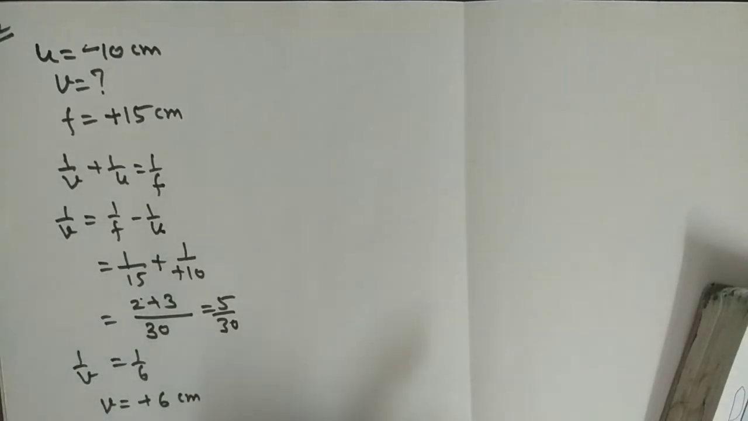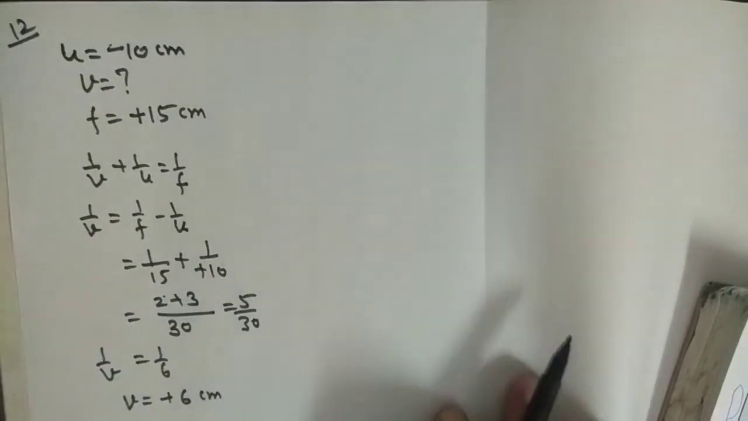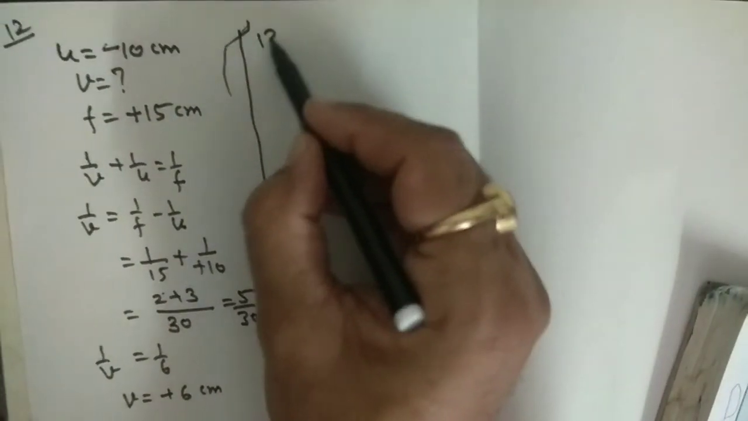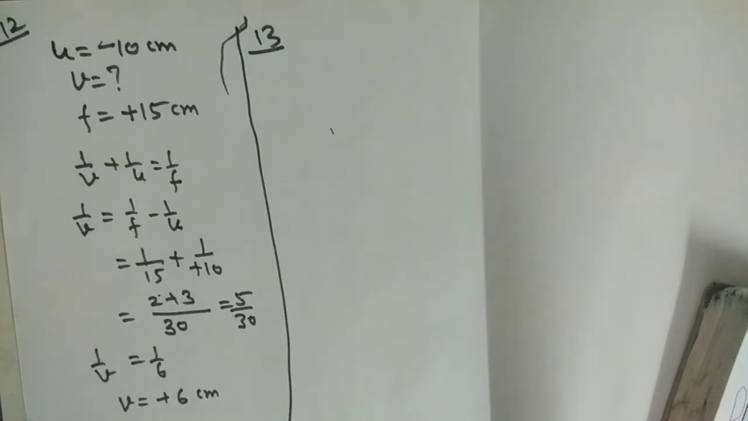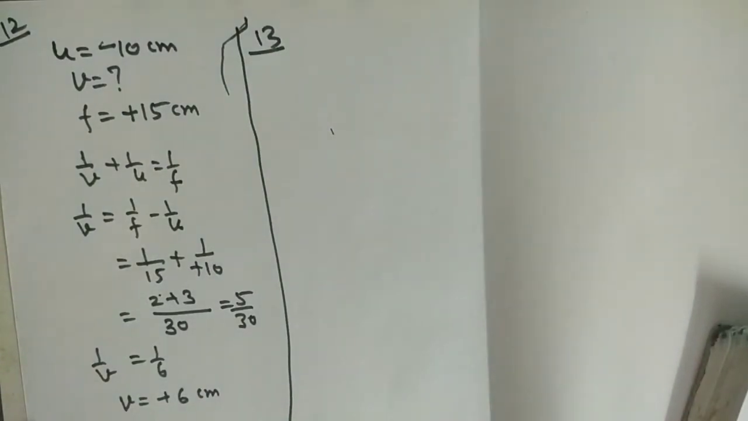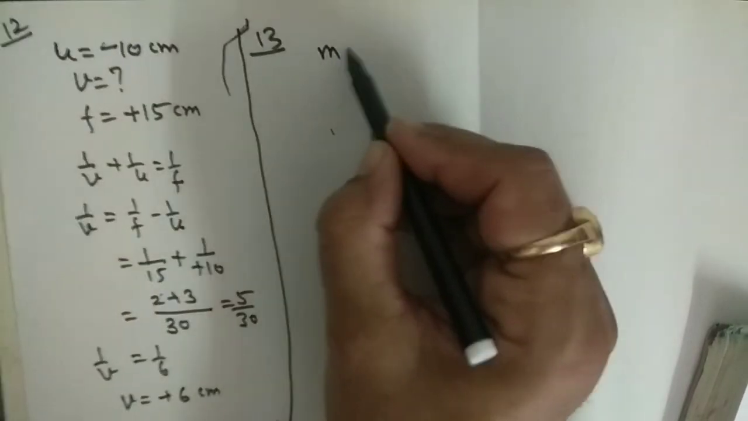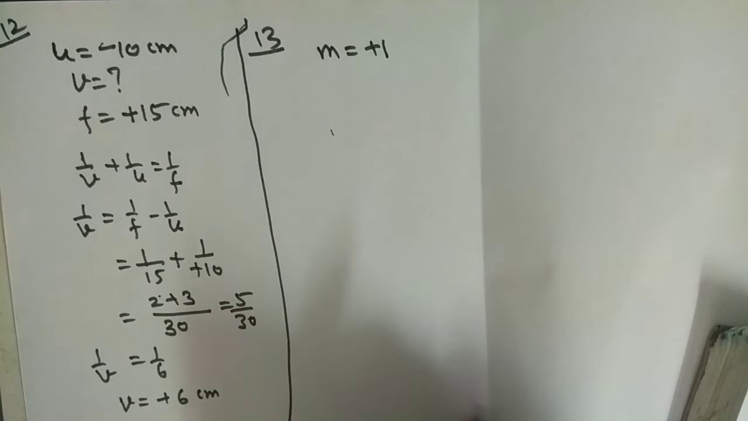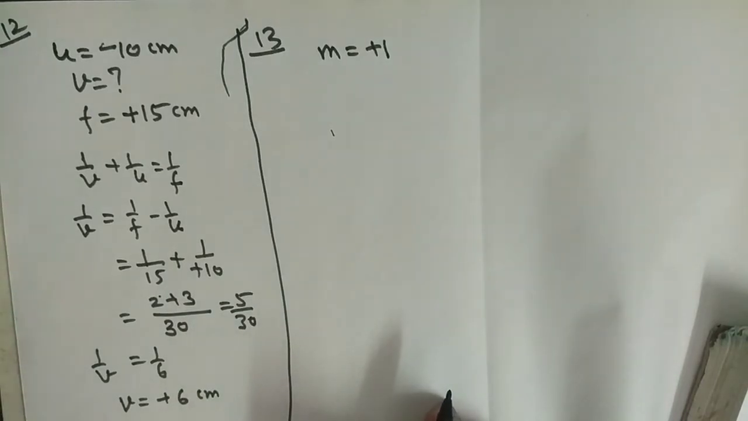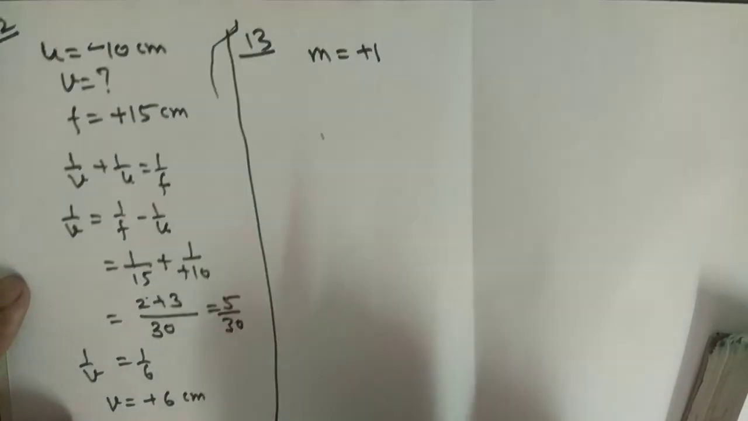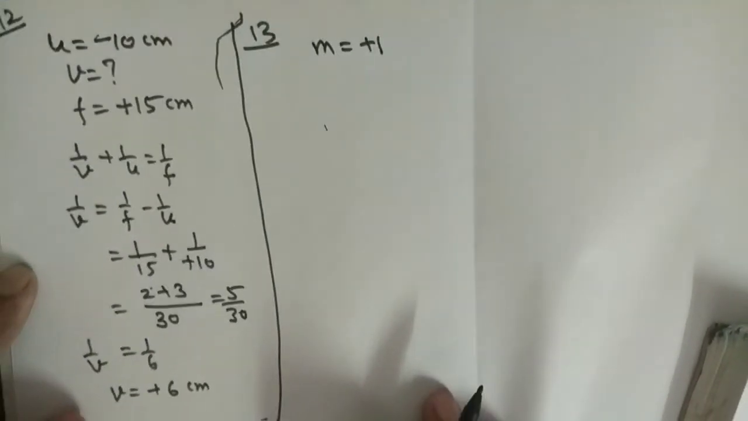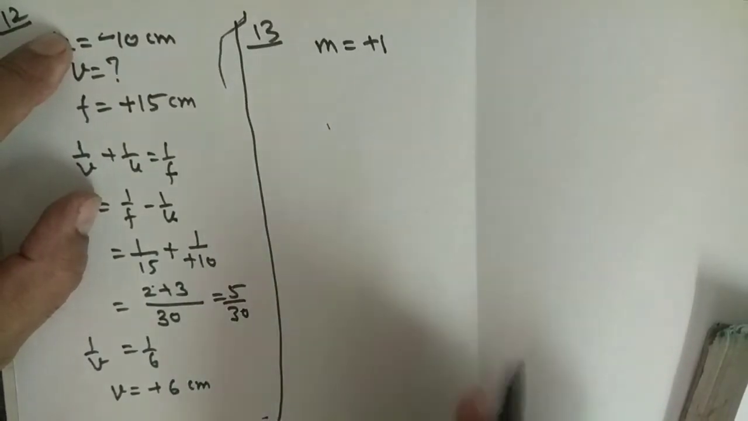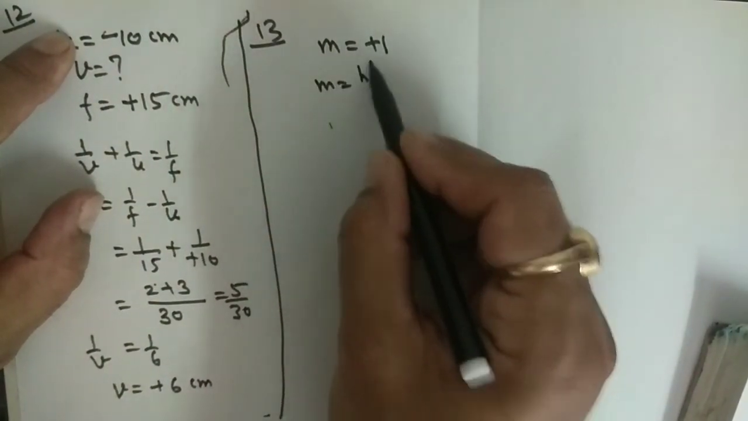Now coming to question number 13. See question number 13, it is given: the magnification produced by a plane mirror is plus 1. So m is given here as plus 1. Okay, what does this mean? You know magnification, what is the meaning of magnification? Magnification is the ratio of the size of the image to the size of the object. It means m is equal to h dash upon h.